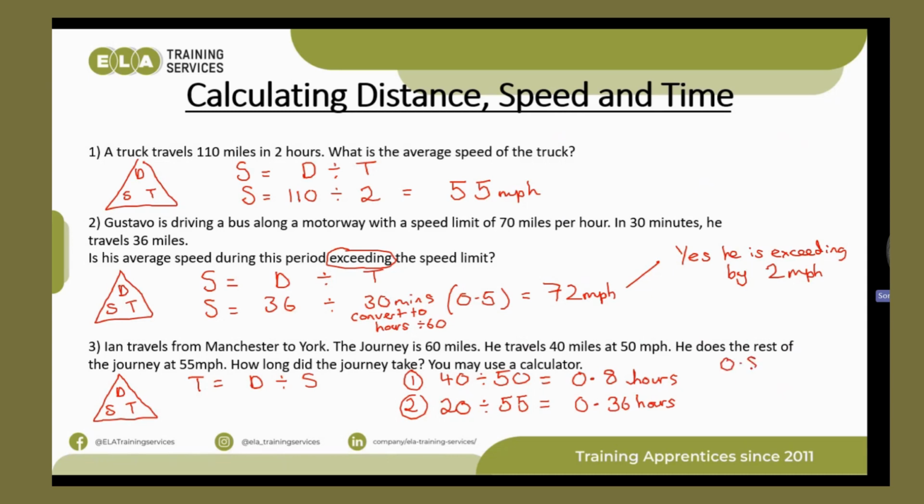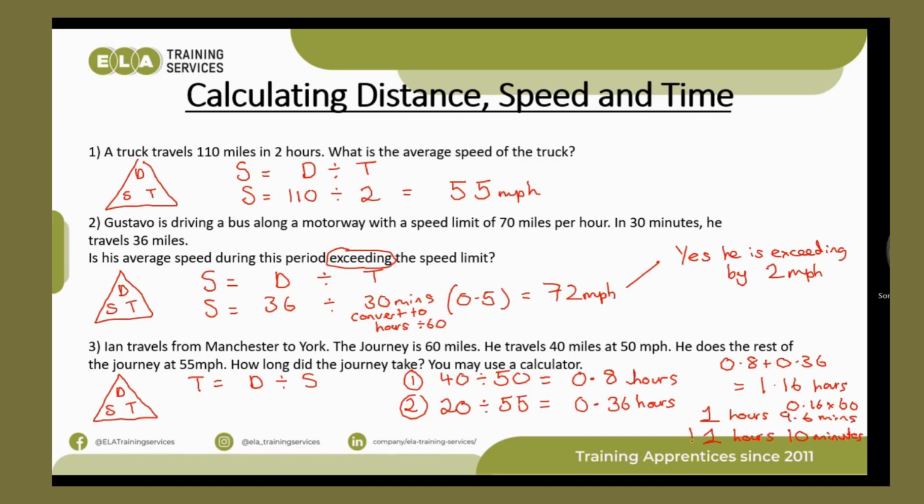So we're going to do 0.8 add 0.36, which gives us 1.16 hours. So then it's going to be 1 hour and then 0.16 times 60. It's really important not to do 60 minutes, which is 9.6 minutes. So we can say 1 hour and 10 minutes.